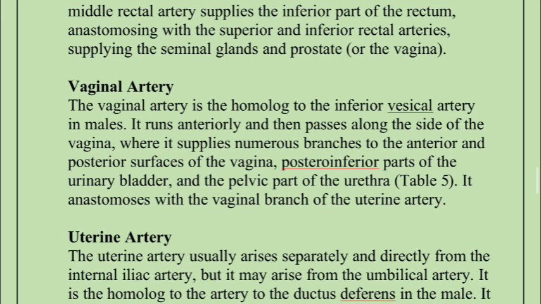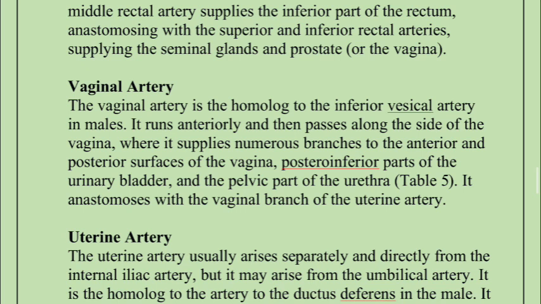The vaginal artery runs anteriorly and then passes along the side of the vagina. Here it supplies numerous branches to the anterior and posterior surfaces of the vagina. It also supplies the posterior inferior parts of the urinary bladder and the pelvic parts of the urethra. The vaginal artery anastomoses with the vaginal branch of the uterine artery.